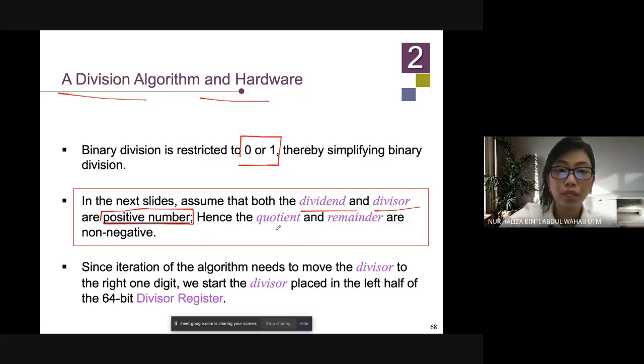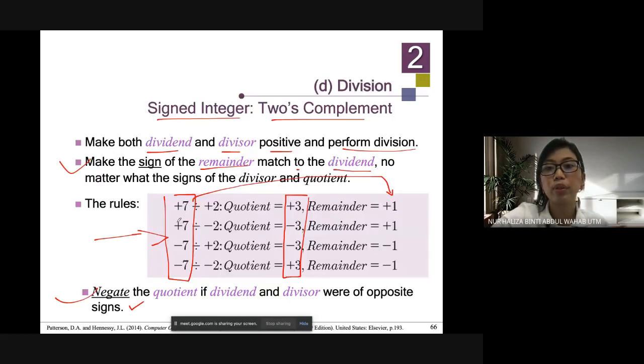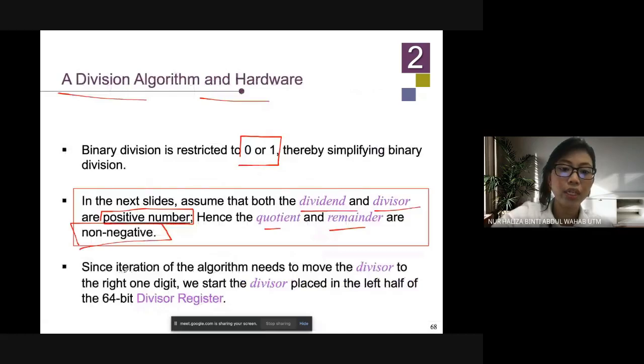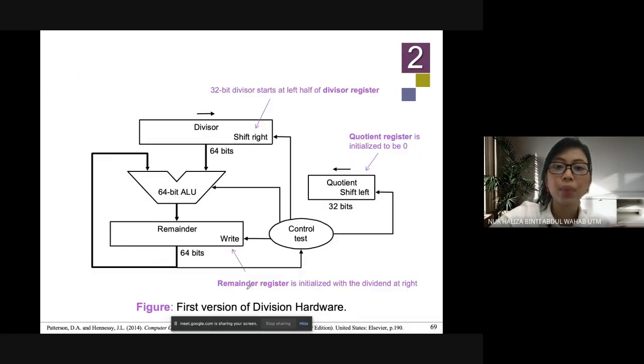So that's why the quotient and remainder are non-negative. We need to assume that, because we are going to use our second complement later on. Hint: the illustration of the algorithm needs the divisor to be moved to the right, one left. I think this one is quite similar to your multiplication, only that this one is 64 bits, similar I guess.